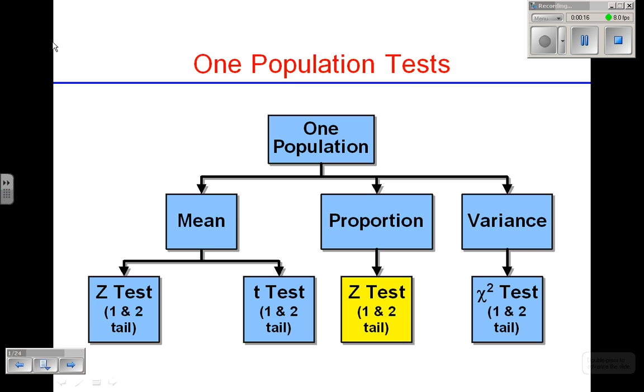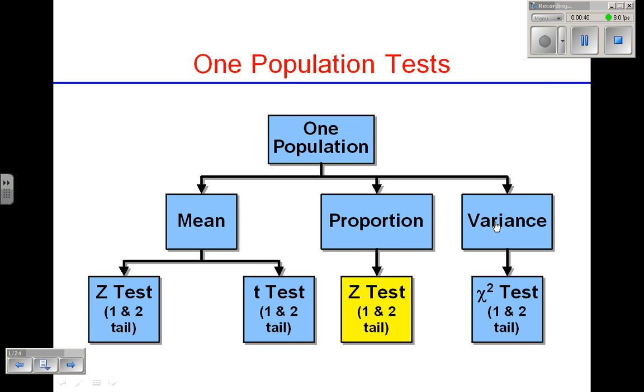So we've been talking about doing significance tests on one population. So we start with the population and we want to do a test on the means. This is what we covered so far. If we're testing a mean, we have two choices, either a z-test or a t-test. And today in this chapter we're going to start talking about proportions. If we're testing a proportion, there's only one option, it's a z-test.